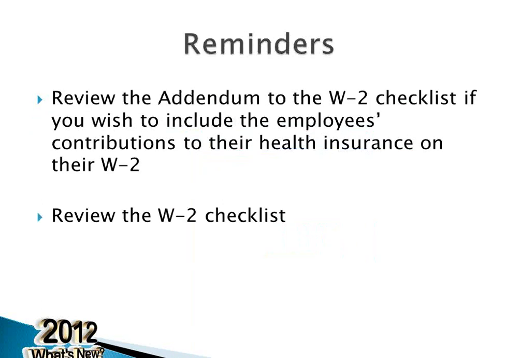Just as a couple of reminders, I'm sending out an email which includes the addendum. It has this information, what's new for 2012. It has the W-2 checklist. I will also send the information for the 1099s, so watch for those as well. You'll want to review the addendum to the W-2 checklist. That information has the employees' contributions to their health insurance that was available last year, which is why it's on a separate document. Then review your W-2 checklist when you're ready to process and send out your W-2s and your electronic file.